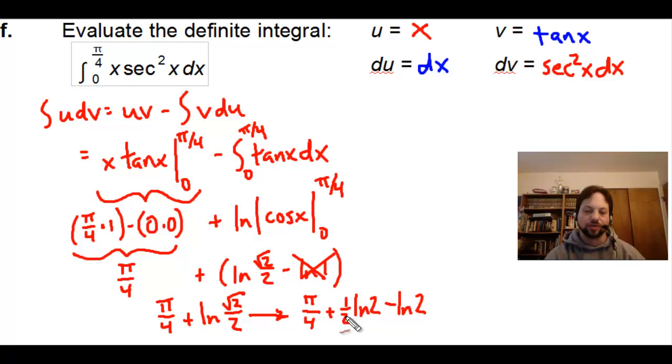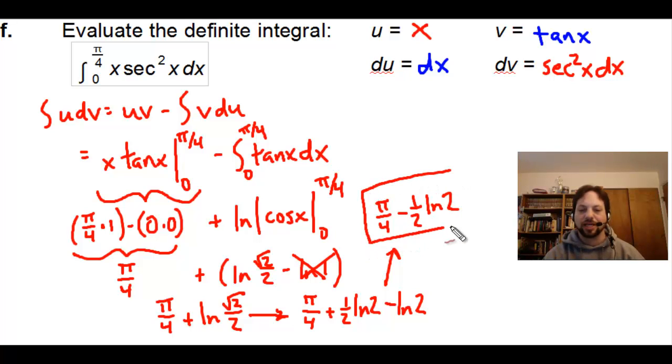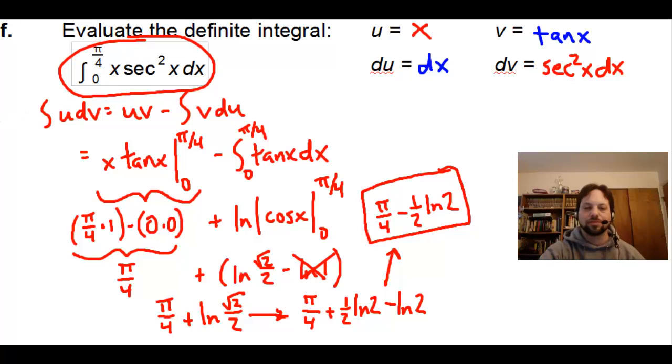The square root of 2, of course, is 1/2 natural log of 2. There's the 2 on the bottom. And if we simplify that just a little bit more, again, I don't know why you would do all this, but if you just like this kind of torture, then you would end up with this as your final result of our definite integral.